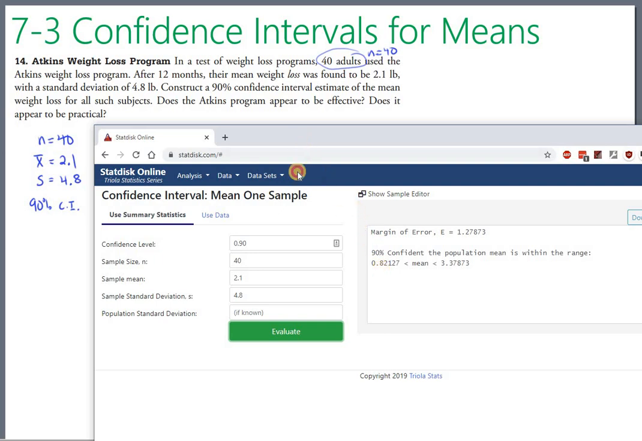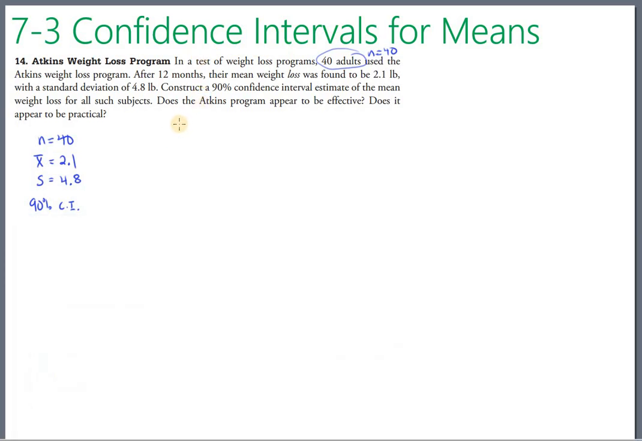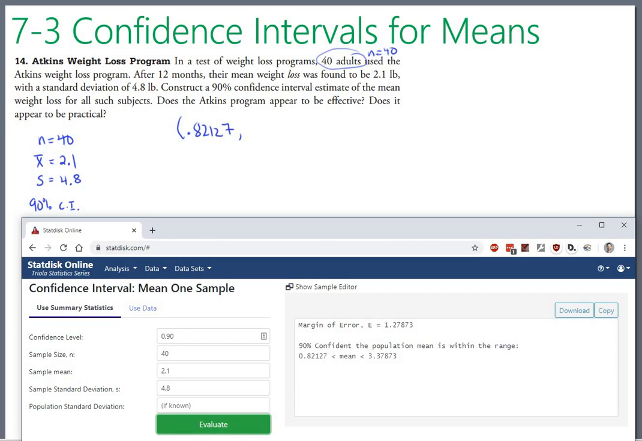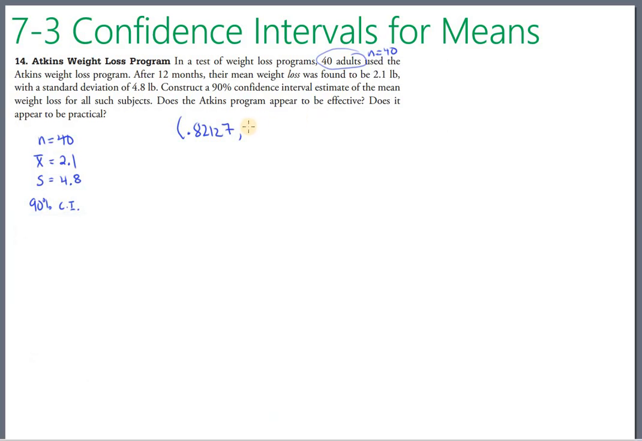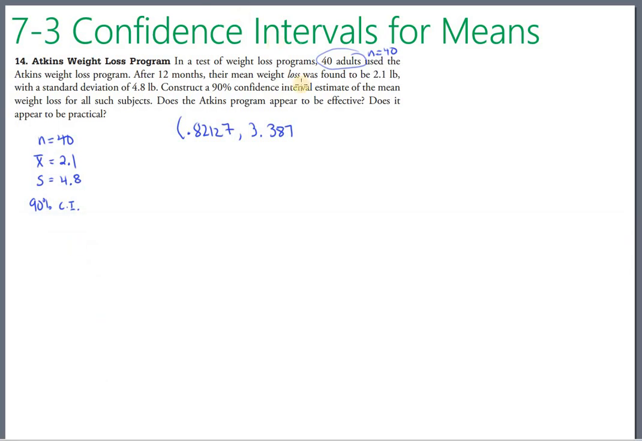So 0.82127. Keep in mind this is pounds lost on the diet. Up to 3.37873. Oh boy, I messed that up. What was it? 3.37873.